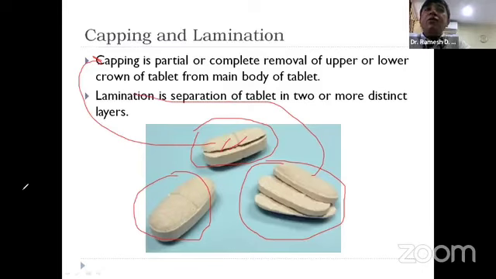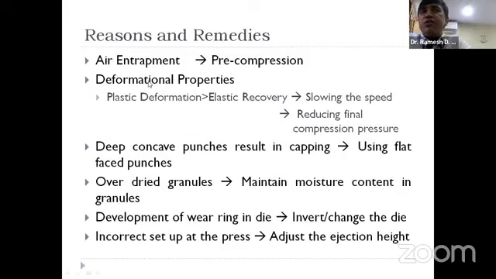Now, what are the reasons and remedies for that? So the reasons for capping and lamination are, first, air entrapment. As we have discussed, when air is entrapped, the air will try to regain its original volume. It will force the layers apart, and it will lead to capping and lamination. So to prevent air entrapment, we need to go for pre-compression.